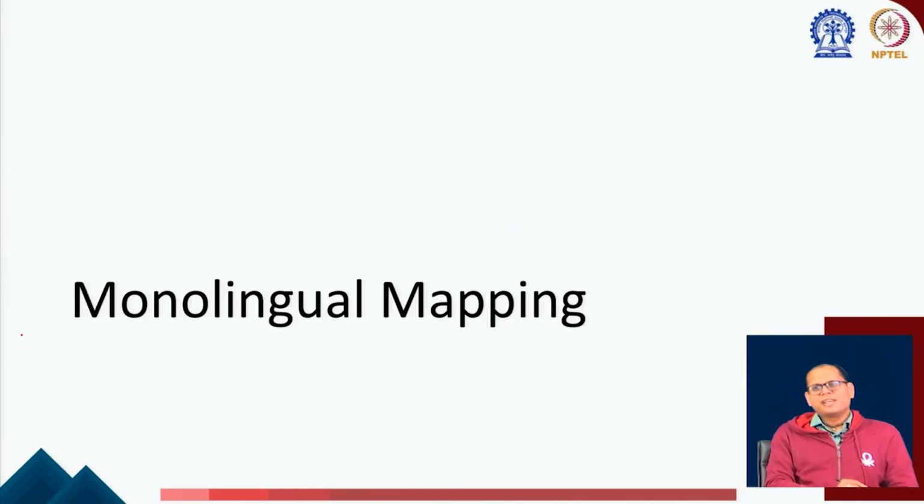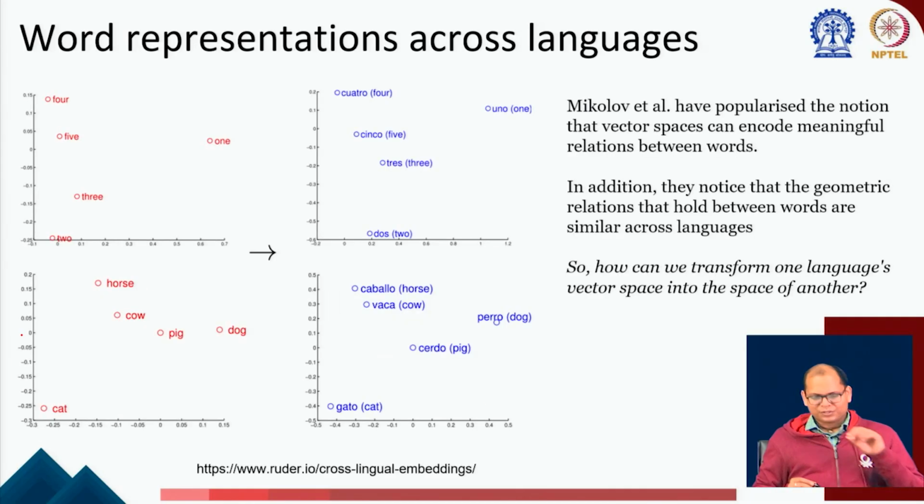So, let us start with the simplest of this, that is monolingual mapping. Okay. So, what is the idea? So, let us say, so here you have this again Mikolov et al. In their paper, they had this notion that the word vector space can encode meaningful relation between words, right. And they also found that across languages this geometry holds, right. So, this is an example for English and another language. So, this geometry was holding across languages. So, the question was that can we transform one language vector space into another language vector space, right.